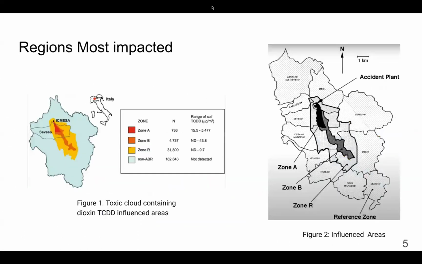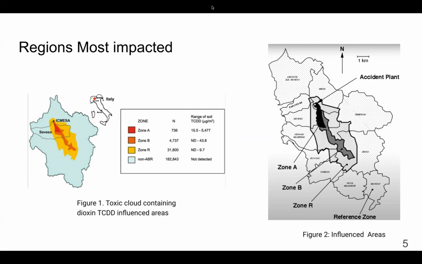Figures 1 and 2 illustrate the areas affected by the toxic cloud containing dioxin TCDD. As you can see, the exposure levels are categorized into zones based on TCDD concentration in the soil, ranging from Zone A, which had the highest concentration, to the non-ABR area where TCDD cannot be detected.